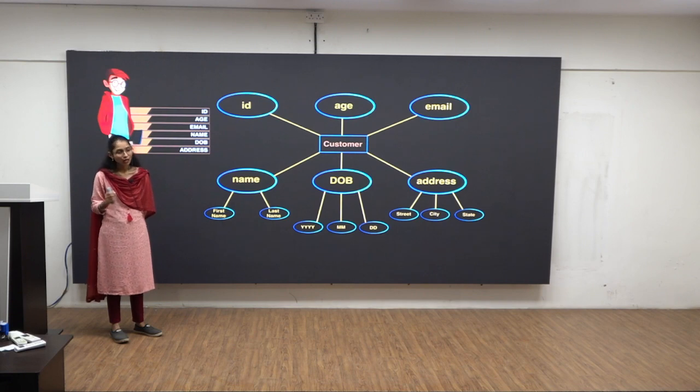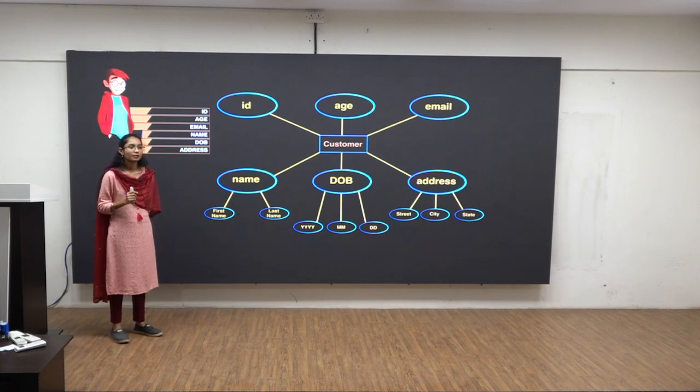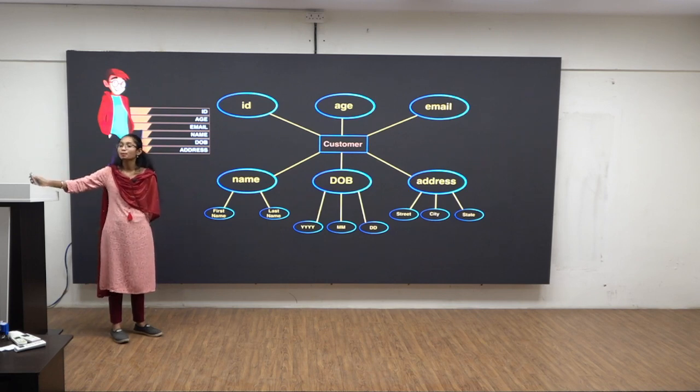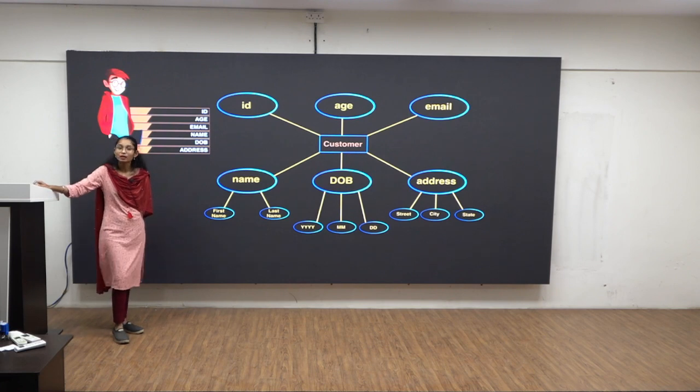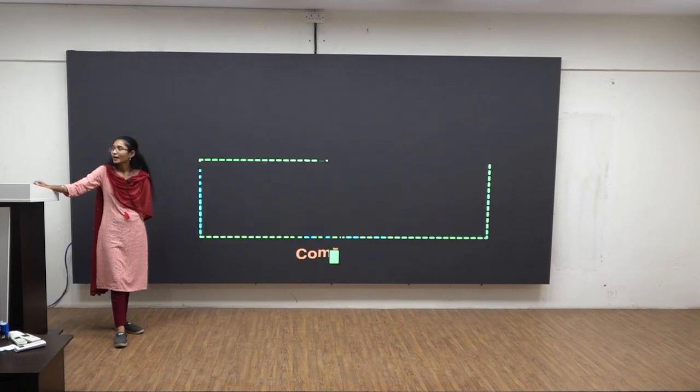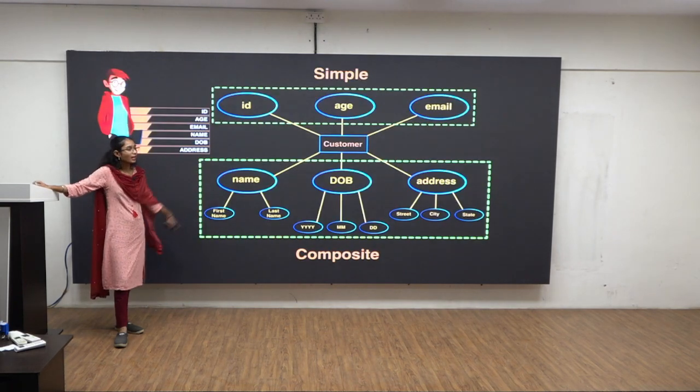Because ID means you have to give a complete value only, that is a standard. So you have to think in the perspective of realistic data whenever you are dealing with any sort of thing in your entire SQL. You cannot just assume things however you want. So here we have different segregations. As I said, we have a simple attribute and we have a composite attribute.